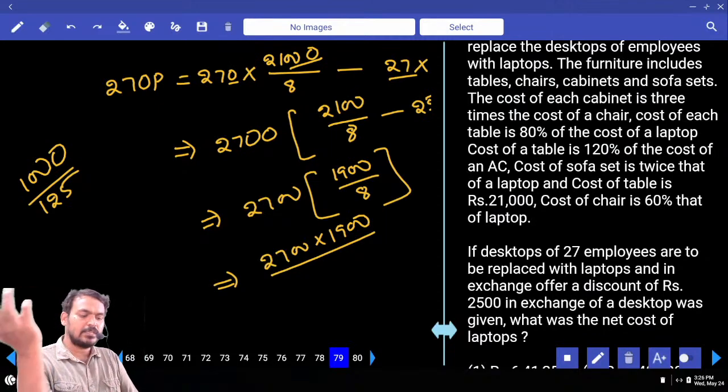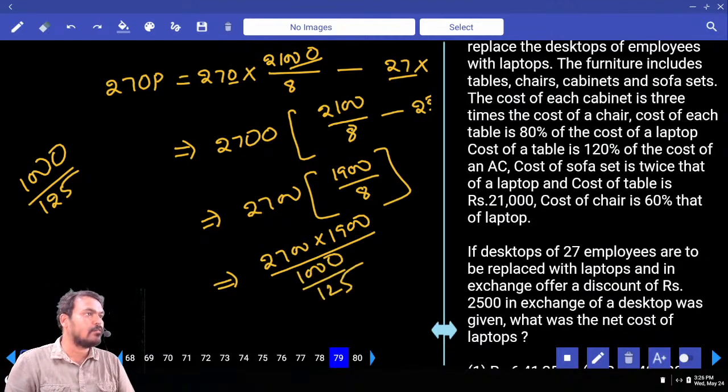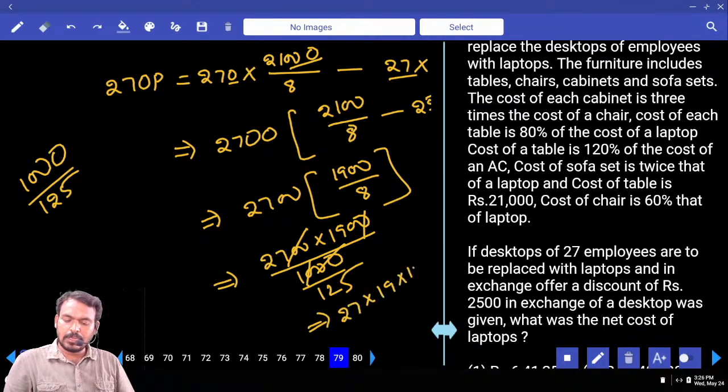125 means 3 zeros are cancelled or not? Again it is multiplied by which one? 125. Denominator we return 1000 by which one? 125. 2 zeros are cancelled or not? 0 also cancelled or not? Then we return 27 into 19 into which one? 125.